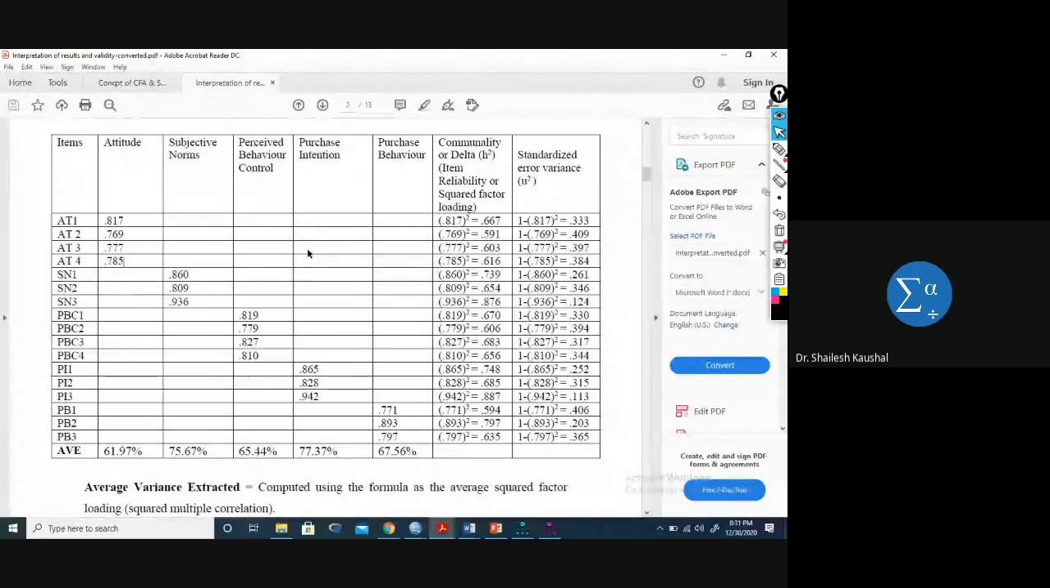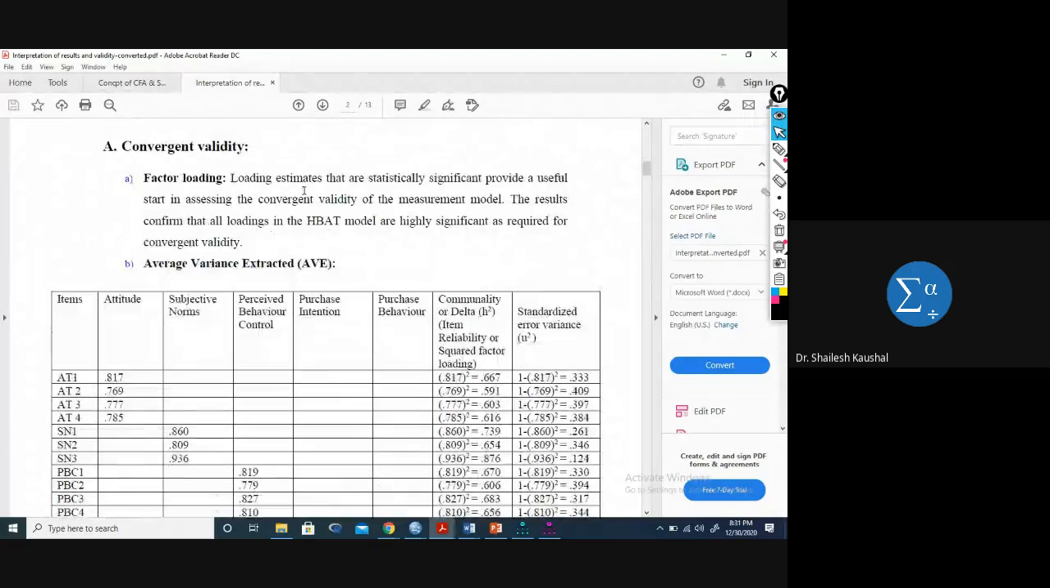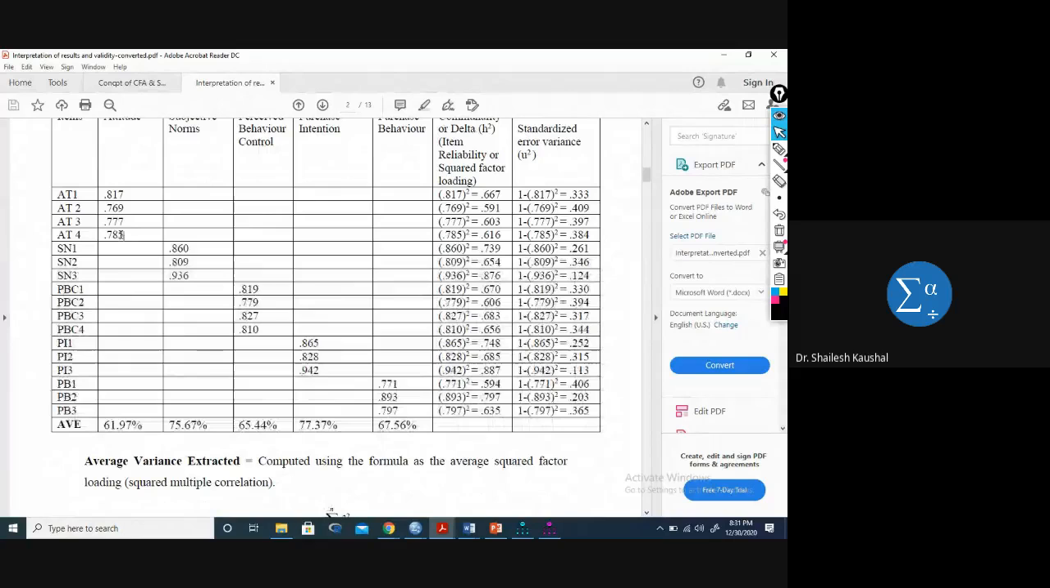Now my purpose in making this table is to find the convergent validity. In convergent validity, the first method is factor loading. Theoretically, as I told you, it should be greater than 0.714 for all values. It is okay. You can see all the values are above the cutoff value. So there is no issue of convergent validity.